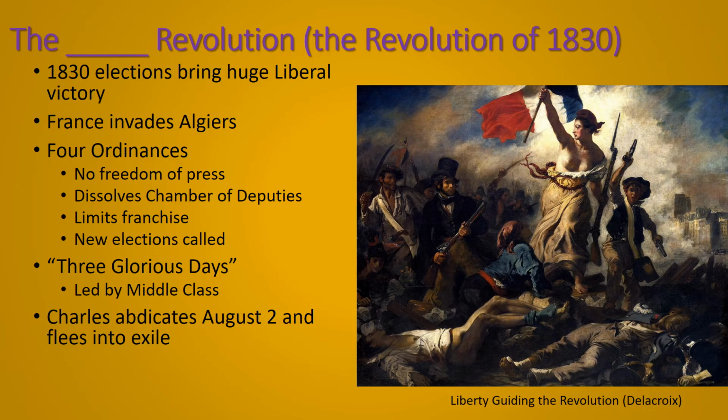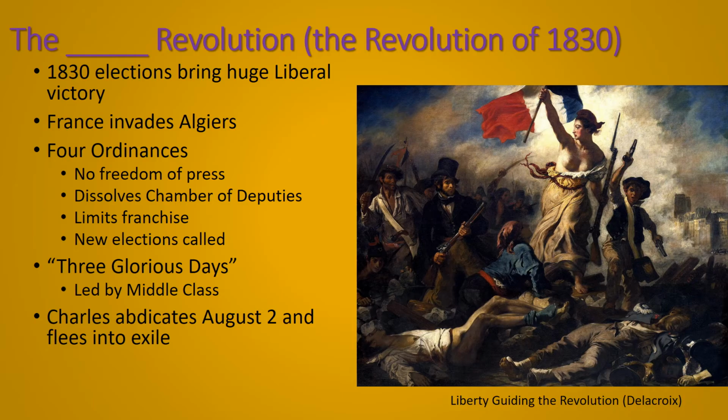So he issues what are known as the Four Ordinances. Very illiberal ideas, no freedom of the press. He just sends the Chamber of Deputies home. He says, you know what, I don't need to talk to you. He further limits the franchise and calls for even more new elections. So the middle class rises up in what were sometimes called the Three Glorious Days in July, late July.